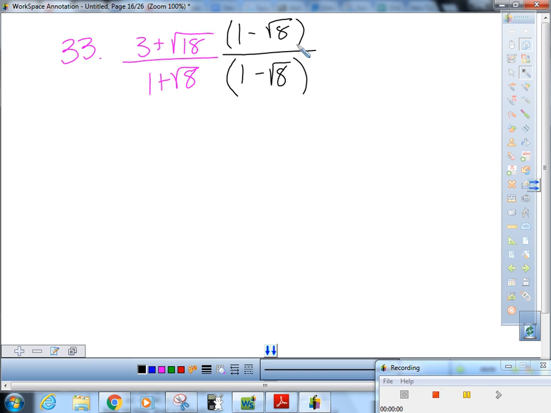Okay? So now we got a foil on the top and a foil on the bottom. So you get 3 minus, because you got a negative radical 8 times a positive 3. So that's a minus 3 radical 8. And then plus radical 18. All right, so, and then minus square root of, what's 8 times 18?